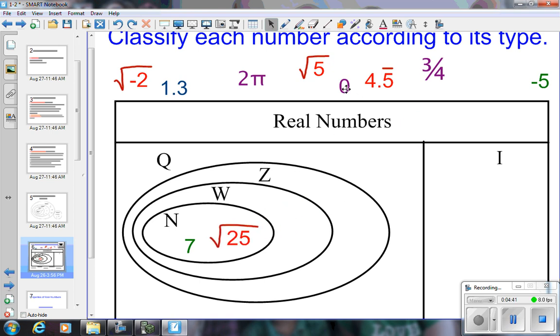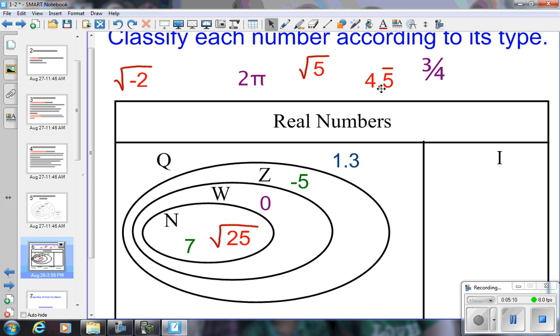Whole numbers, I know 0 is a whole number, so it's going to go here. And I am not seeing any other whole numbers. -5, however, is an integer. I know that 1.3 is rational, because it can be written as 1 and 3/10, or it can be written as 13/10. So it can be written in that fraction form a over b. You write it as 13 over 10.